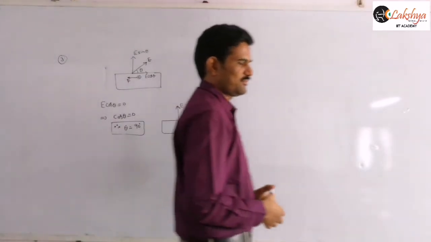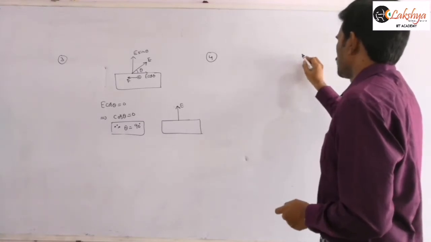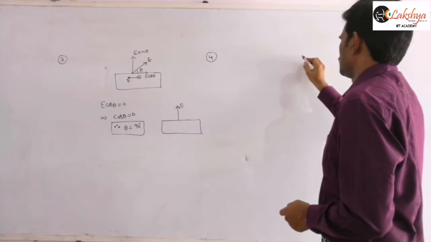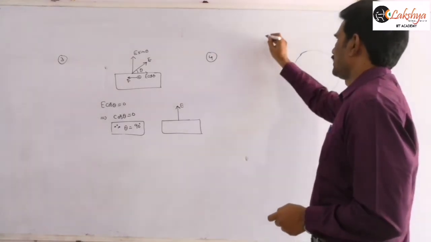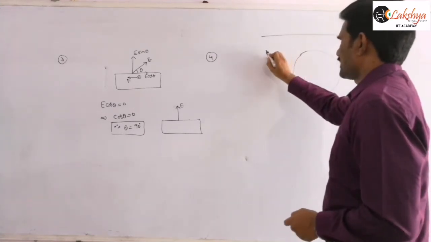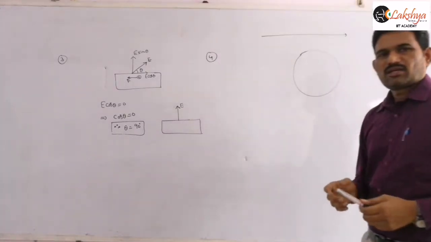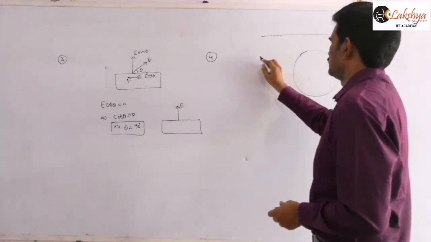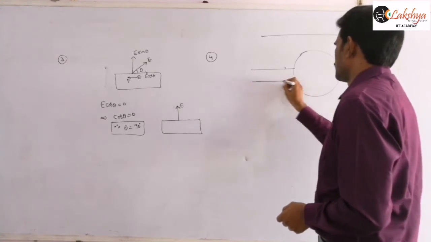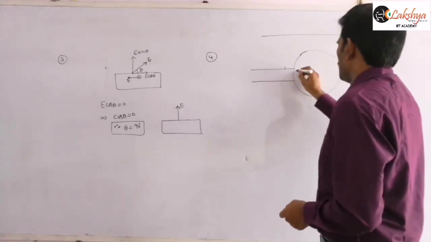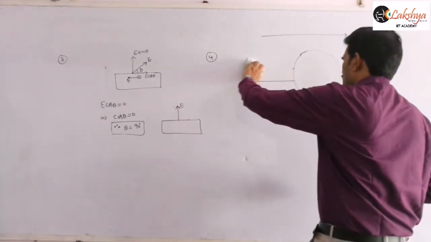As the electric field is always normal to the surface of a conductor, if a conductor is placed in an external uniform electric field, then there will be some distortion, or some disturbance produced in the electric field due to the presence of the conductor.